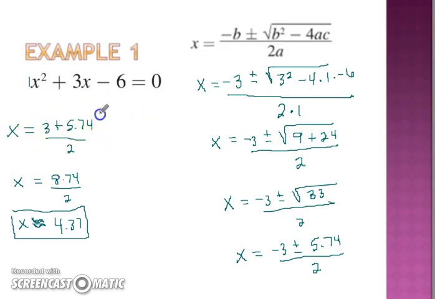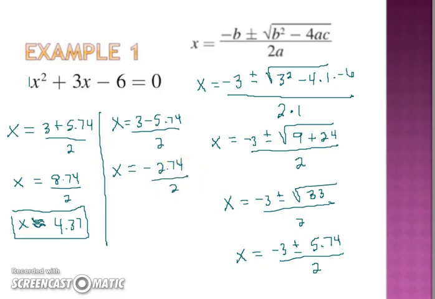Our other option would be x equals negative 3 minus 5.74 all divided by 2. And then negative 3 minus 5.74, we've got x equals negative 8.74 divided by 2. And then x would equal approximately negative 4.37. So there's our two answers for this trinomial using the quadratic formula.